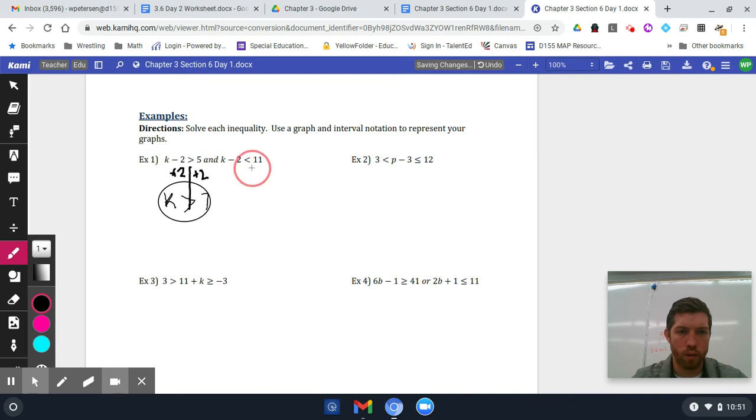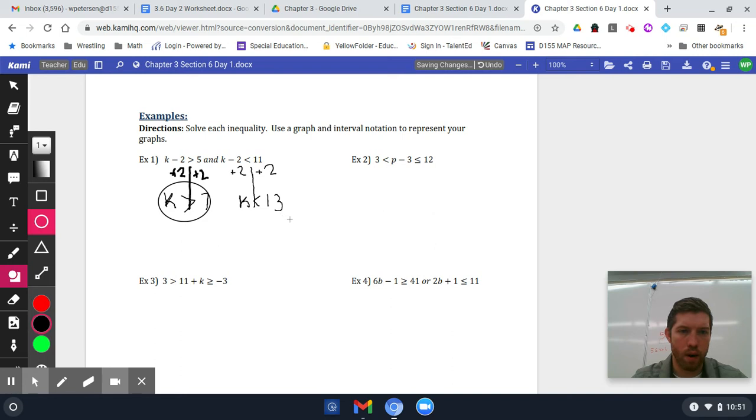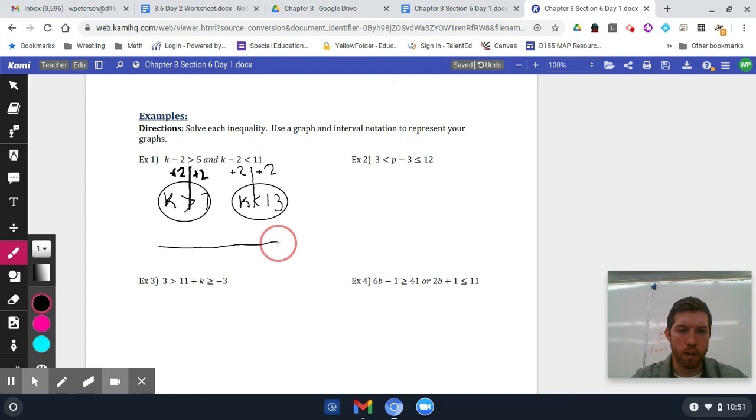Now we're going to go over here and we're going to solve this too. Plus 2. Plus 2. And we have k is less than 11, 12, 13. Okay, with our compound inequality, realize that we now have 2 answers. And so we have to graph both of these. So I'm going to go ahead and make my number line. This time, the 2 numbers that I have to show are the ones that are listed above. So I need to show where my 7 is. I need to show where my 13 is.